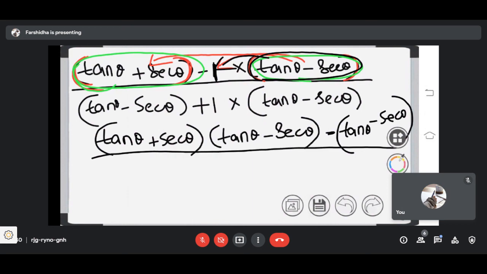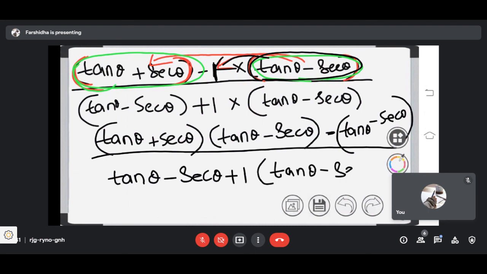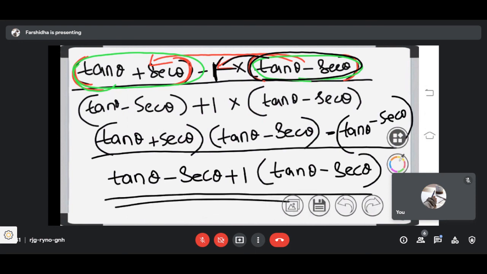Divided by, you write the same thing. Don't multiply or don't do anything. You write the same thing, tan theta minus sec theta plus 1 into tan theta minus sec theta. I'm not doing anything to the denominator. Keep it as it is. Only the numerator we are multiplying. So you get the numerator, tan theta plus sec theta into tan theta minus sec theta, minus tan theta minus sec theta. Divided by, keep it as it is. Same thing.